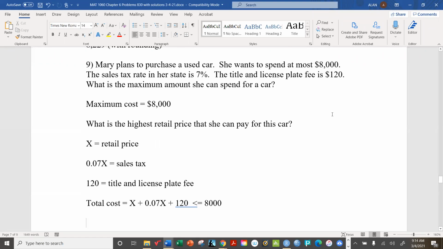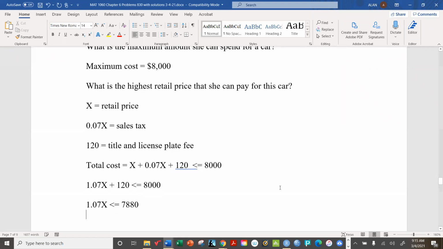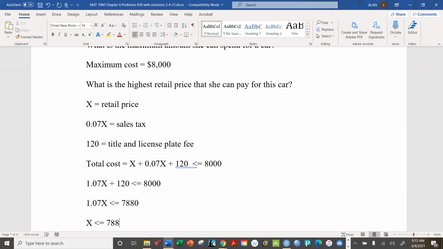So if we consolidate these two, we'll have 1.07X plus 120 is less than or equal to 8,000. Now, of course, I will subtract 120 from both sides. And so I'll have 8,000 minus 120, 7880. Now I just divide both sides by 1.07. And again, this has to be rounded to dollars and cents. So it's 7364.49.